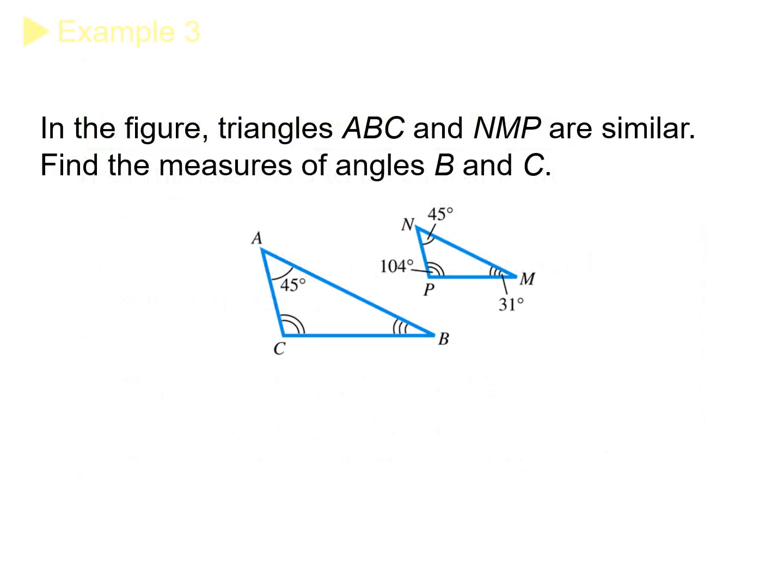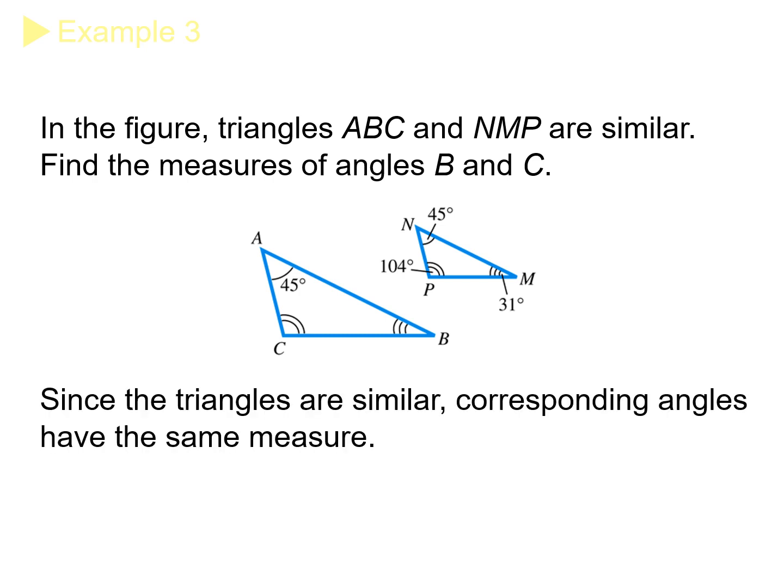So in this figure, ABC and NMP are similar. Find the measures of B and C. Since we've been told they're similar, we know the corresponding angles have the same measure. Angle A is going to correspond to angle N, angle B is going to correspond to M, and C is going to correspond to P.